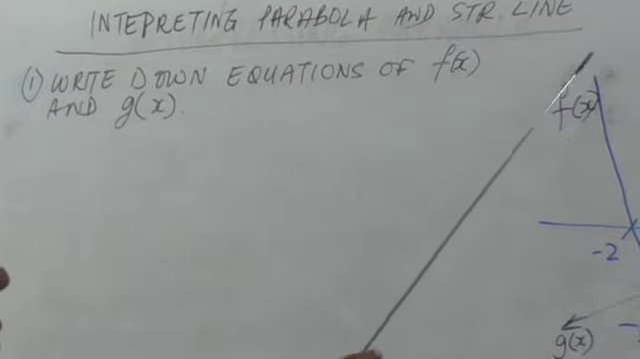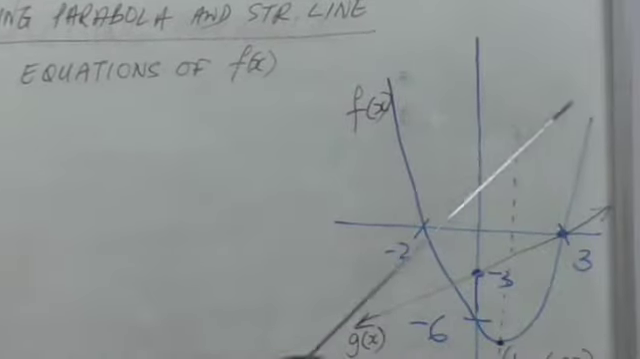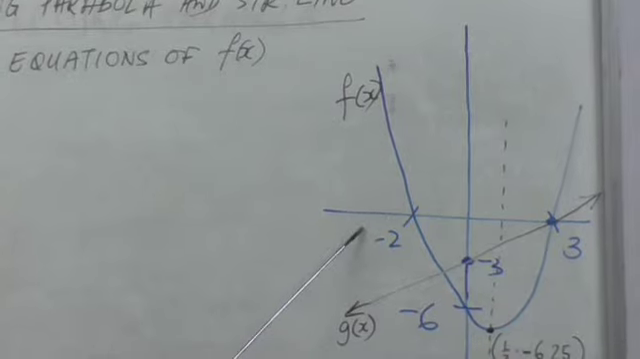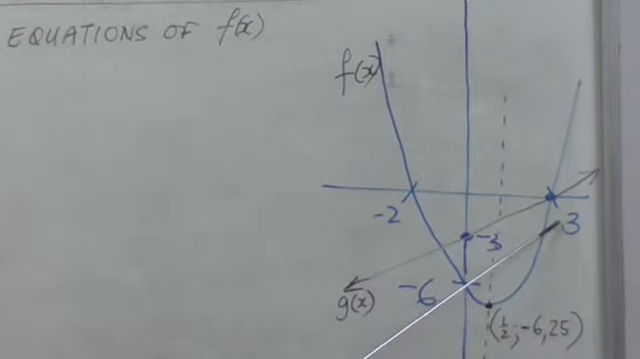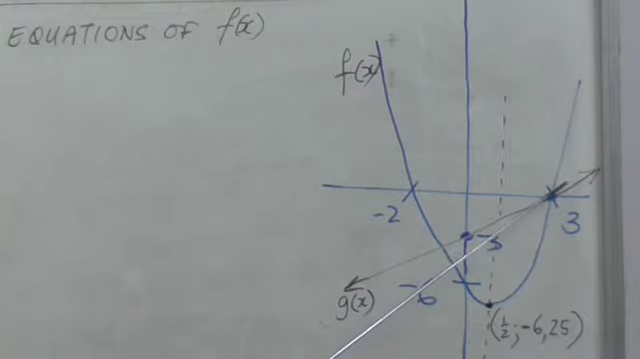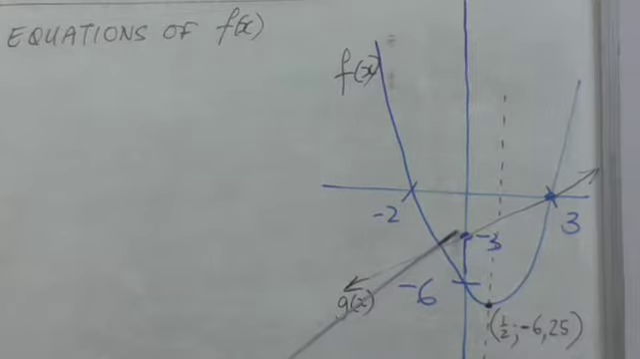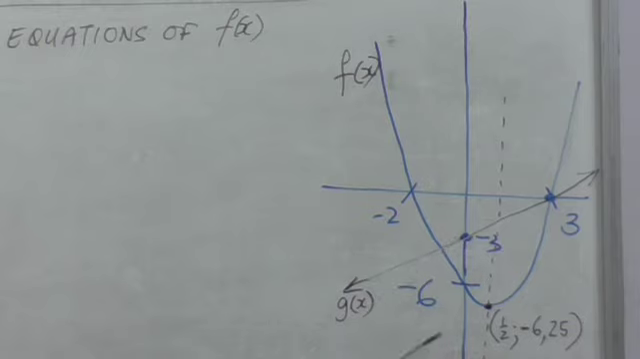So if you see here, you are given a parabola with x-intercepts -2 and 3, and y-intercept -6. And you're given a straight line that passes through 3 on the x-axis and -3 on the y-axis. And you're also given the turning point over here.